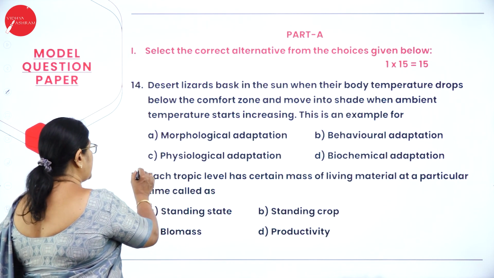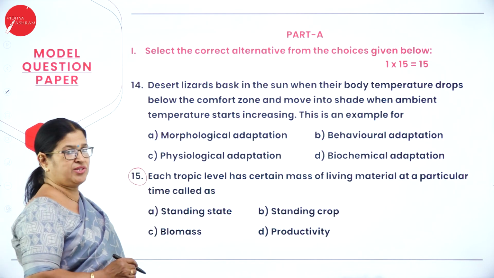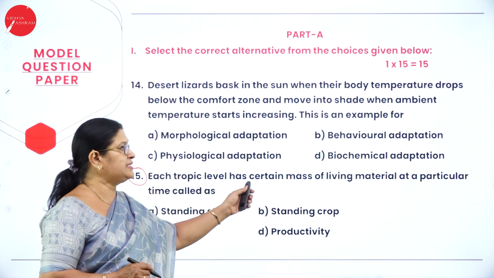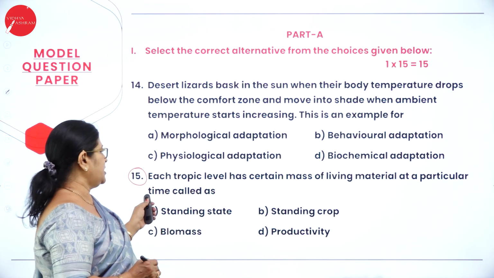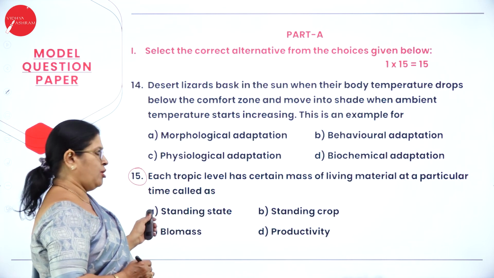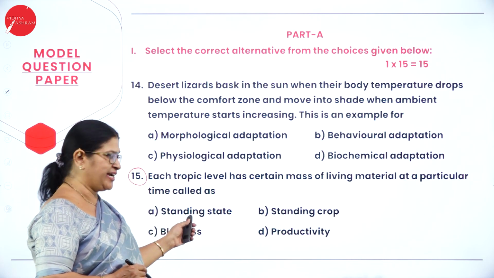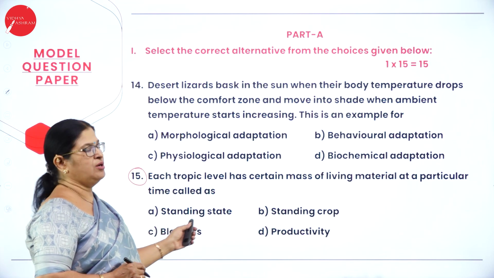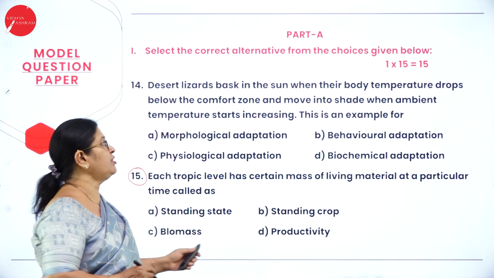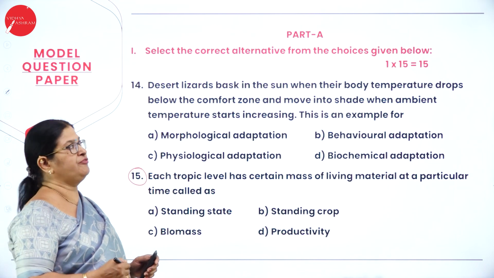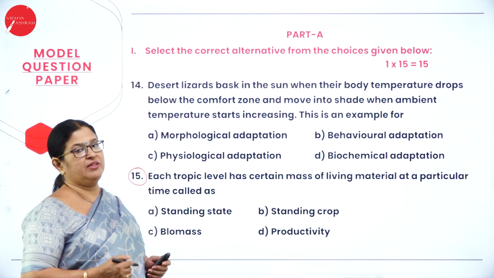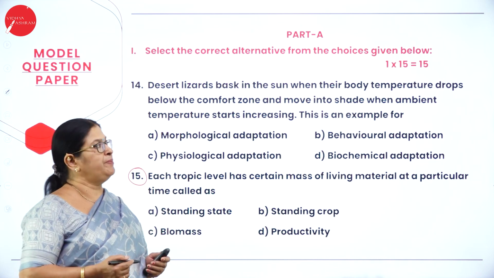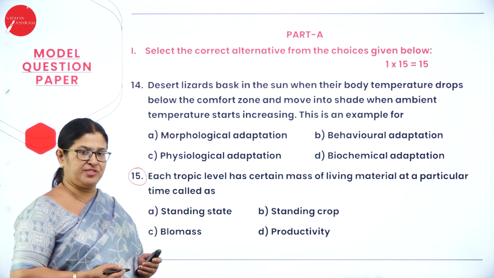Moving on to the last multiple choice question of part A. Each trophic level has certain mass of living material at a particular time called option A, is it standing state, or B, standing crop, or C, biomass, or D, productivity. So the first 15 questions of your part A will have the multiple choice question pattern. Hope I am clear with this particular part A of your question paper.